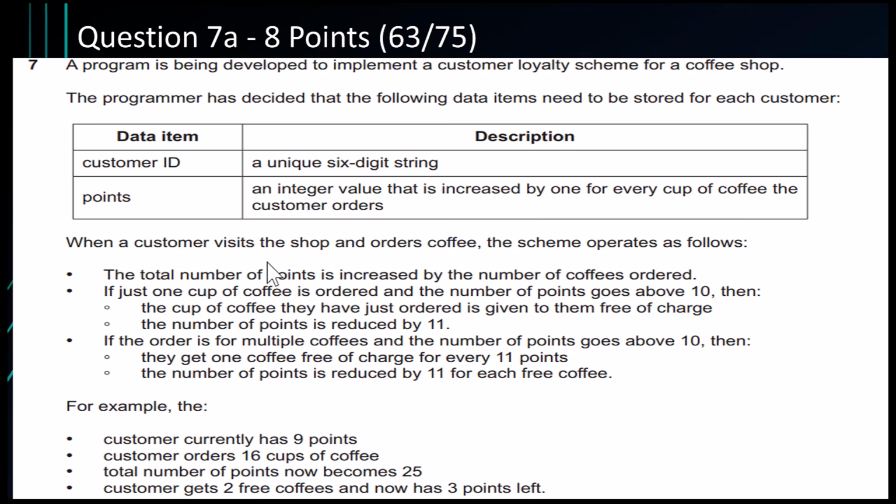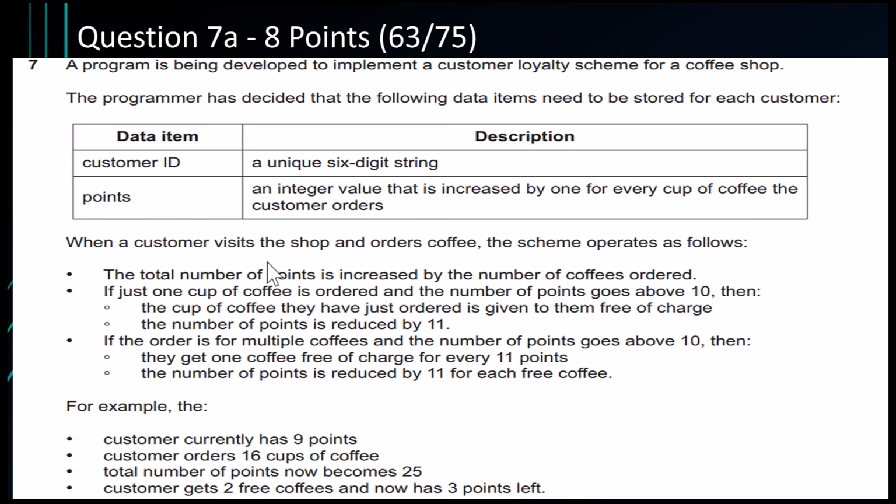He orders 16 cups of coffee. He's definitely not working at that place where they give out those big bonuses there. Total number of points now becomes 25. Customer gets 2 free coffees and now has 3 points left.